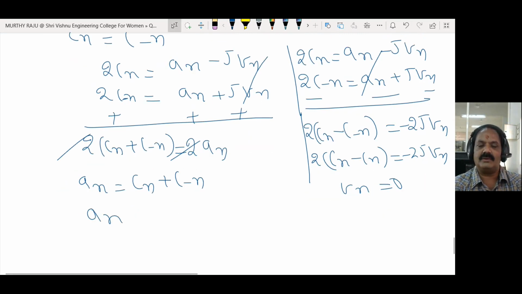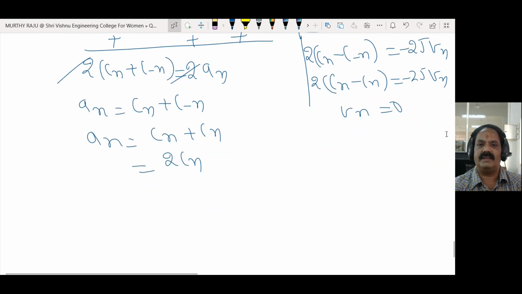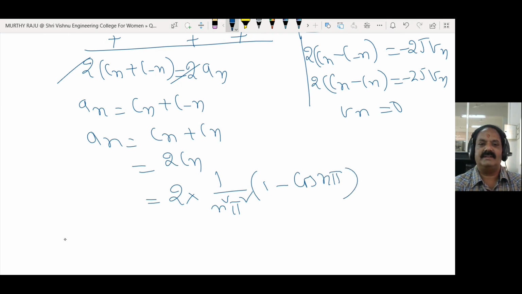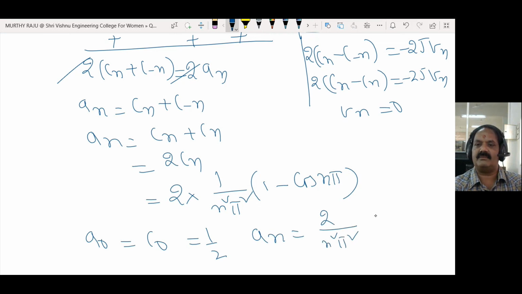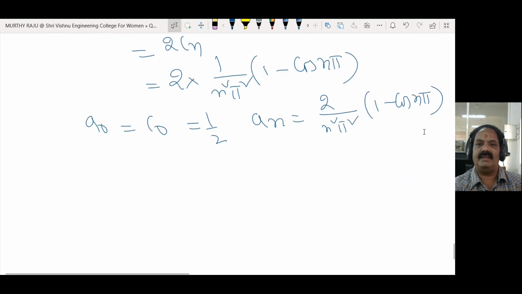An is equal to Cn plus Cn because Cn is equal to C minus n, that is 2Cn. 2Cn is equal to 2 by n square pi square, 1 minus cos n pi. A0 or C0 is equal to 1 by 2. An is equal to 2 by n square pi square, 1 minus cos n pi. Bn is equal to 0.